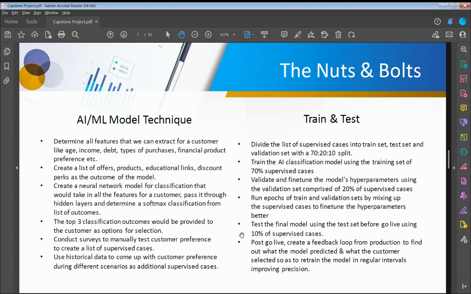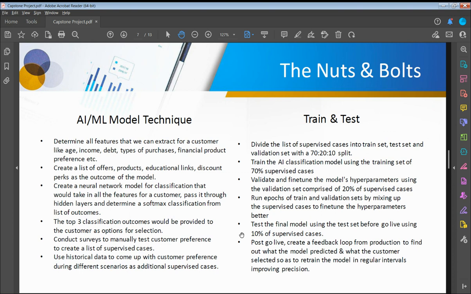Okay, so in order to implement this conceptual AI tool, the details behind it would be this. We're going to look at all the different features that we can extract for a customer, like let's say age, income, debt, types of purchases, financial products, preferences. All that stuff we'll be considering as different features for the AI model.